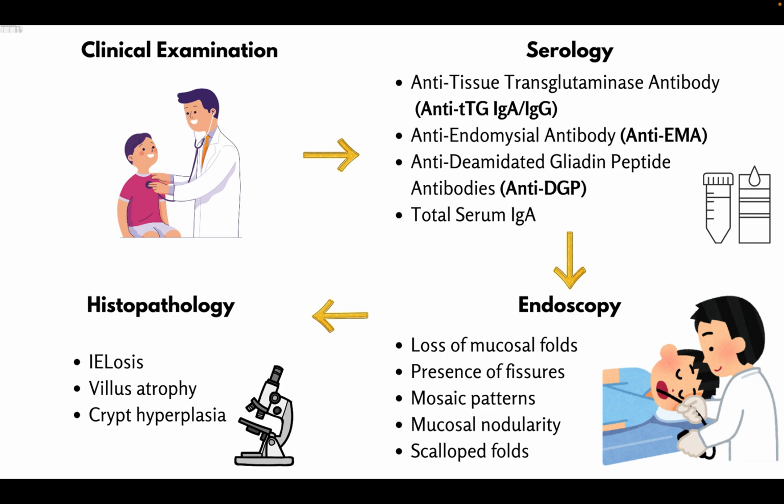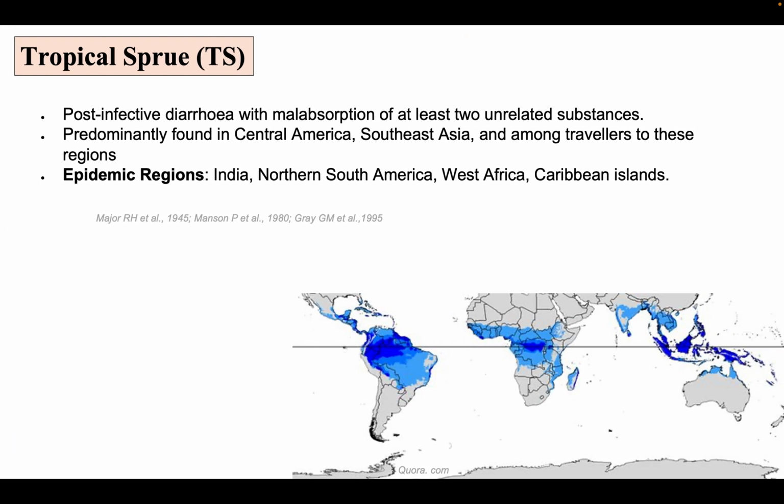So you learned about the clinical examination, serology, endoscopy and histopathology of the celiac disease. So this is a multidisciplinary approach. The next disease is the tropical sprue. So what is the tropical sprue? Post-infective diarrhea with the malabsorption of at least two unrelated substances, predominantly found in Central America, Southeast Asia, among those who traveled to these regions. So epidemic regions are India, Northern South America, West Africa and the Caribbean islands.